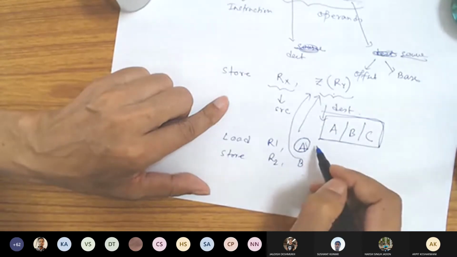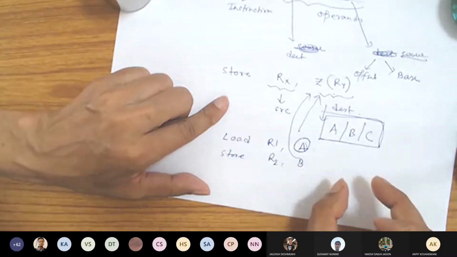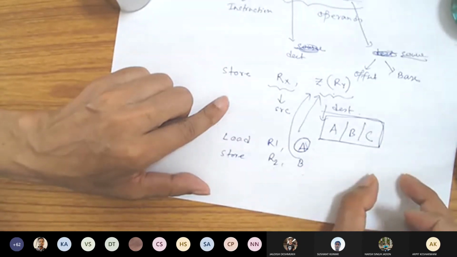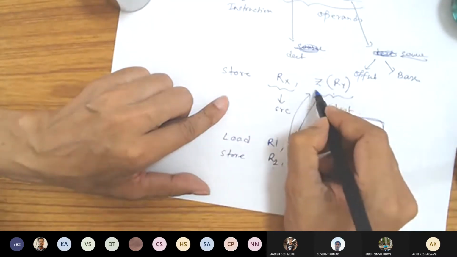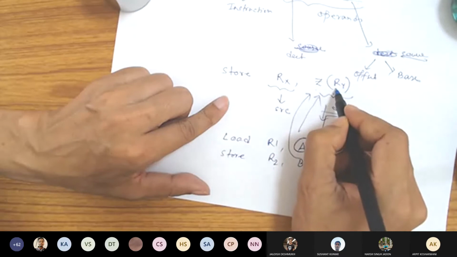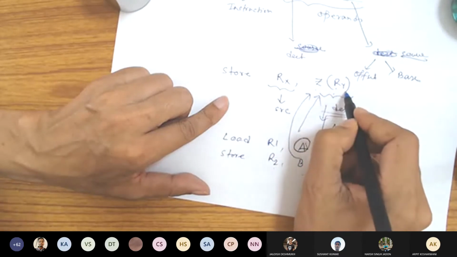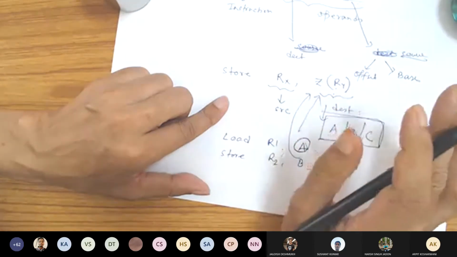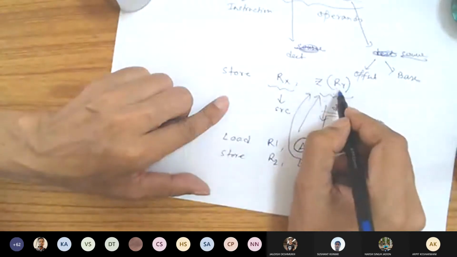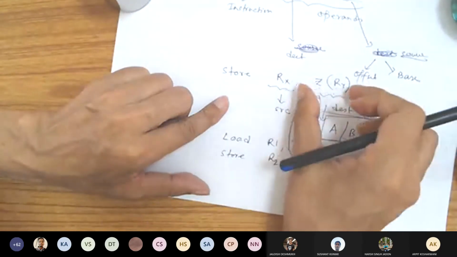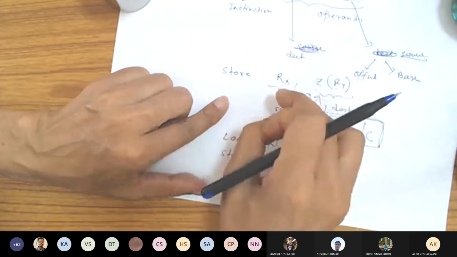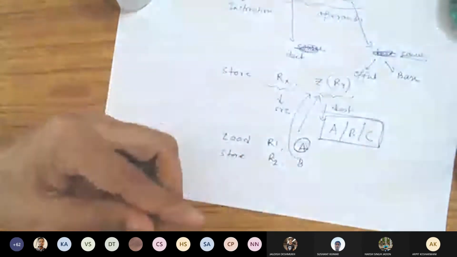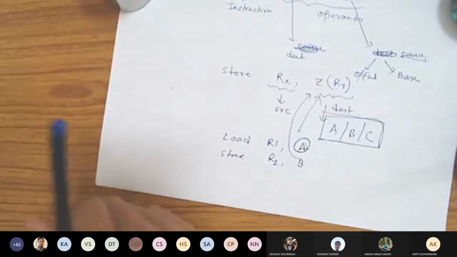How the address of the memory is computed in a RISC machine is like an offset plus the base address. So the format for writing is offset, opening bracket, base register, closing bracket. That's it. So in calculation, what happens? The content of this register is added with this offset. This becomes the address. And the content of that address either gets loaded or gets updated, depending on the operation, whether it is load or store.